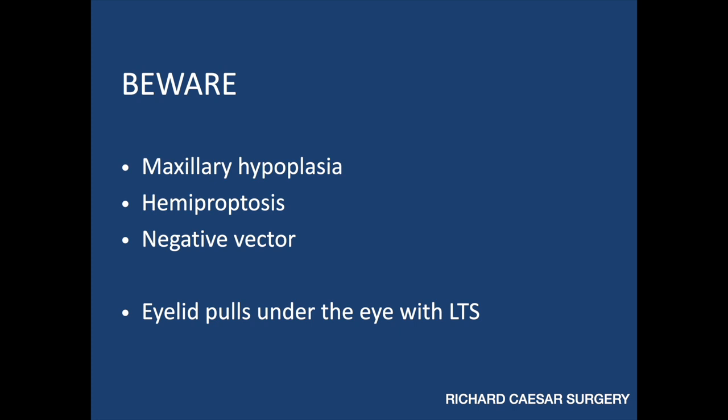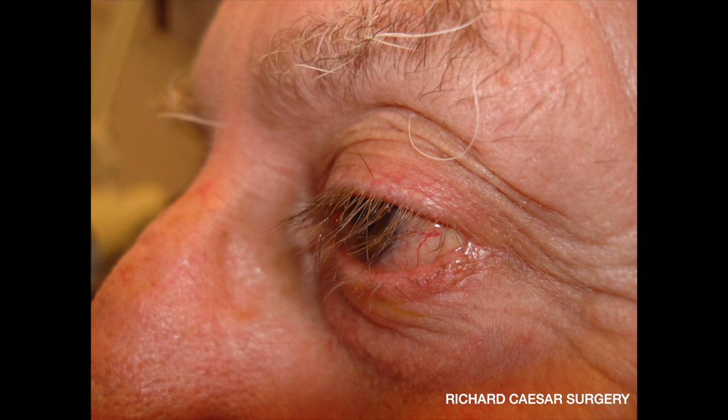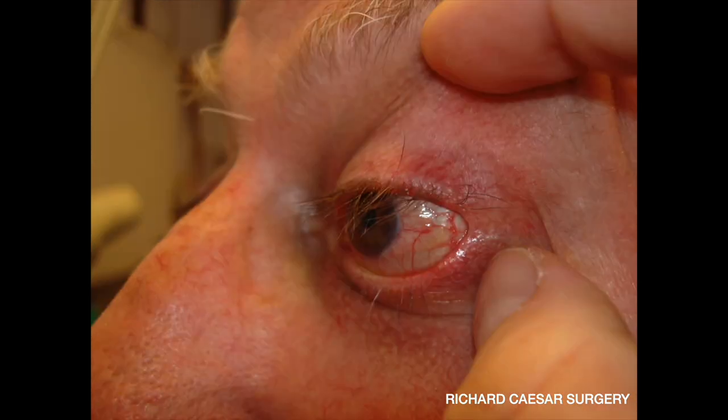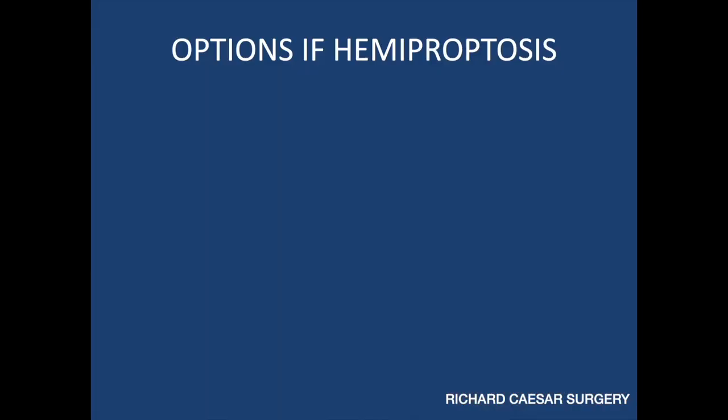Now, the tarsal strip does have some problems when faced with maxillary hyperplasia. This clothes lining means that the eyelid can pull underneath the eye. So when you have someone with this hemiproptosis and negative vector, beware. This will become evident at your preoperative examination, because when you simply place your thumb gently on the lid and pull laterally, you'll notice that instead of lifting, the eyelid is drawn underneath the eyeball. This means you're going to have to modify your technique.